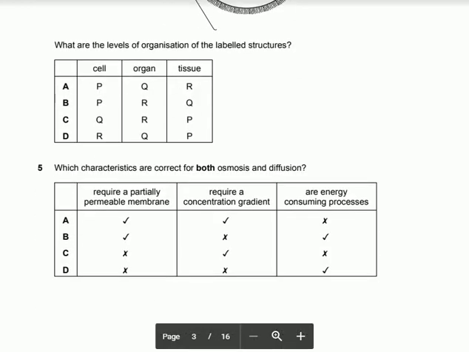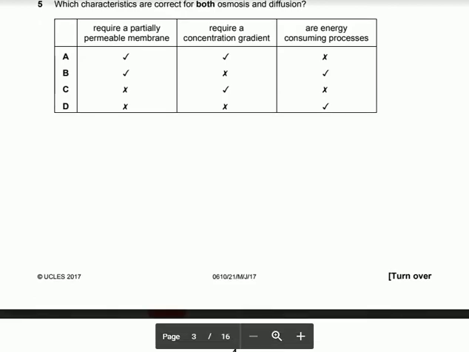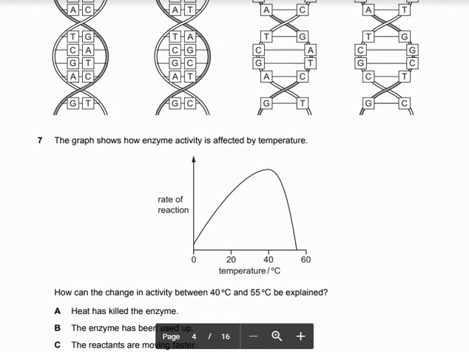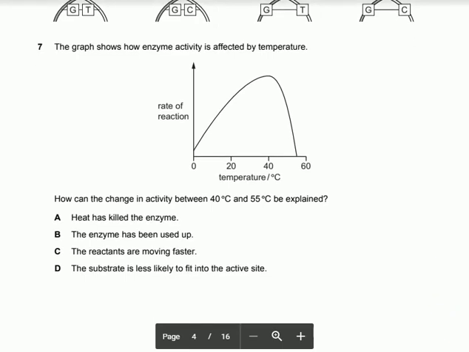5. Let's see. Which characteristic? Okay, I think both require a concentration gradient. I'm changing my answer to C. Well, this is just a guess, but it could also be D, so don't blame me. I'm just doing this calculated thing, checking. 6 would be B, certainly B, because AOT and all that. 7, as I said, the substrate is less likely to fit into the active site, so it would be D.